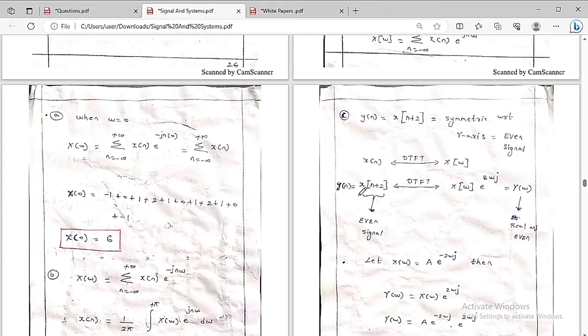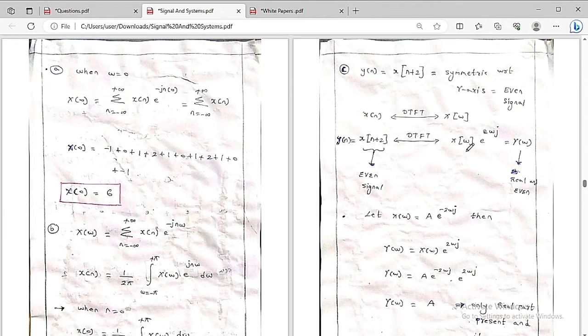I have already told you that in the continuous time case, if a given signal is real with an even nature, then its corresponding Fourier transform will have only a real part and it is even in nature. So now Y of omega will have only a real part and it is even in nature. It should have only a real part.